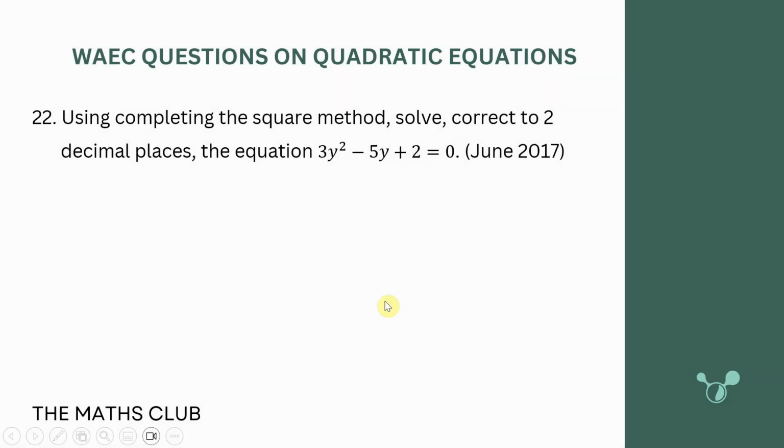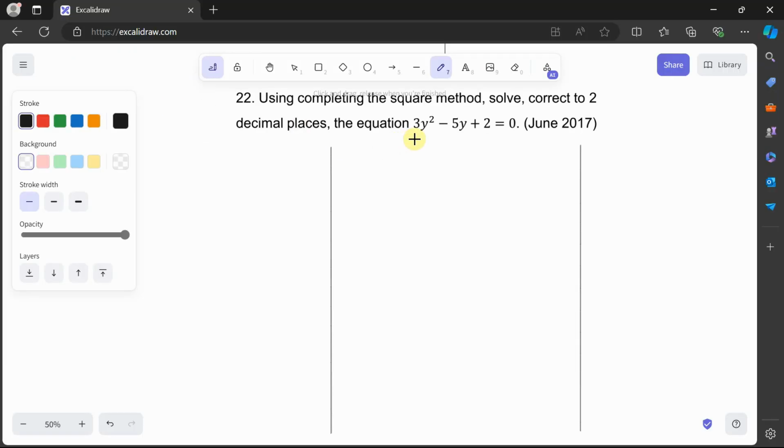Number 22 says that using the completing the square method, solve, correct to two decimal places, the equation 3y squared minus 5y plus 2 is equal to 0. As always, I expect that you are trying this by yourself. So the first thing I've noticed is that the coefficient of y squared is not 1. So we have to make it 1. How can we do that? We have to divide all through by 3.